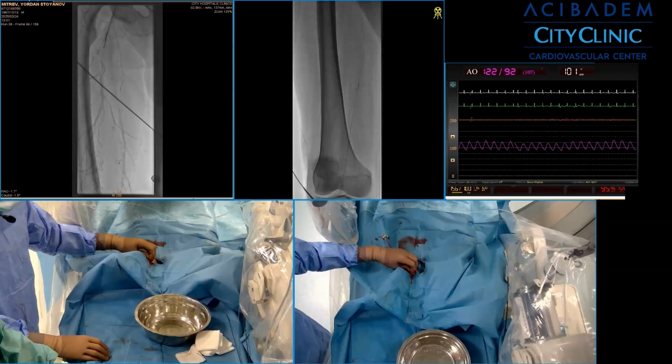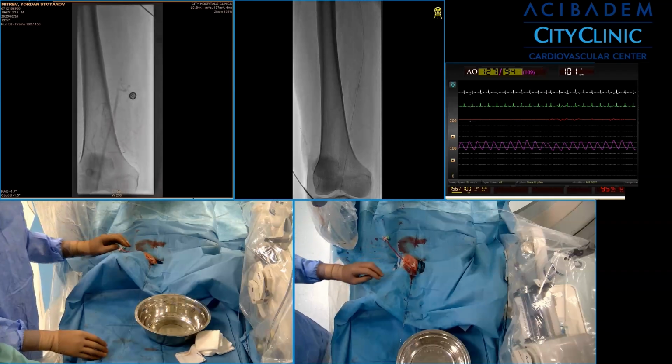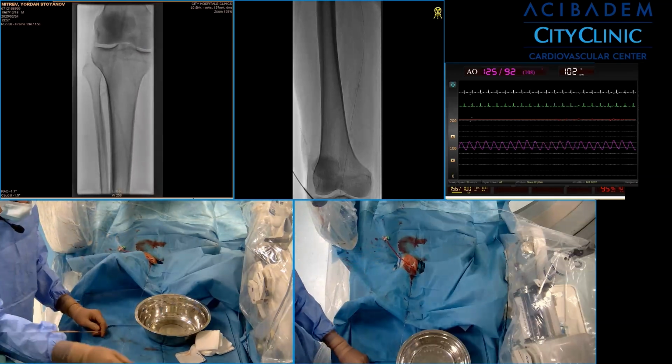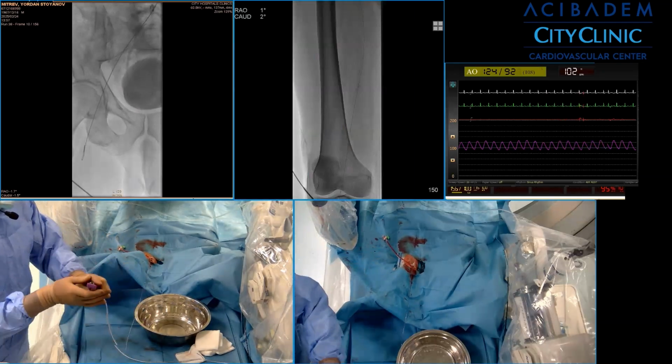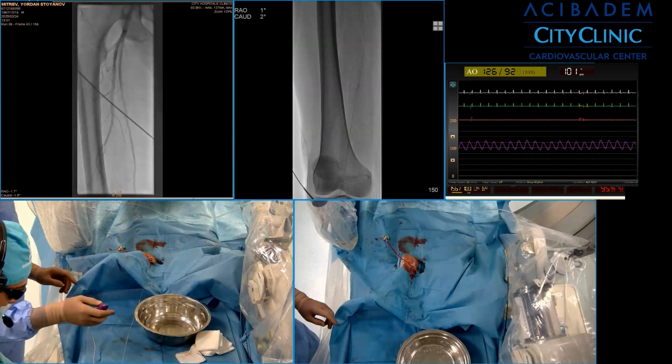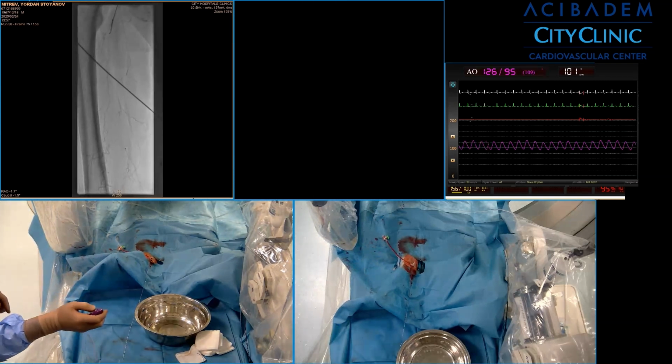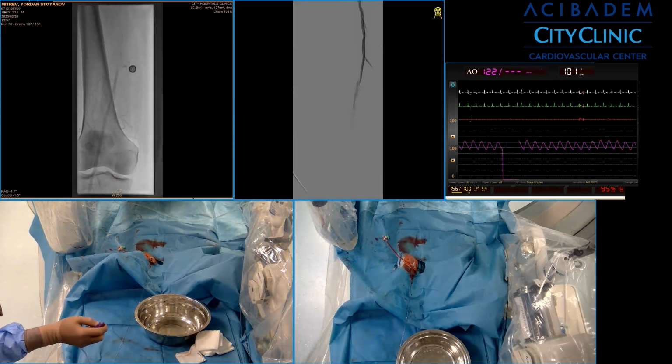You mean by a balloon? No, we have several. Posterior tibial is your first choice. Yeah. Very good. Professor Stankov will explain to you a little more about this. Professor Stankov? Yes.